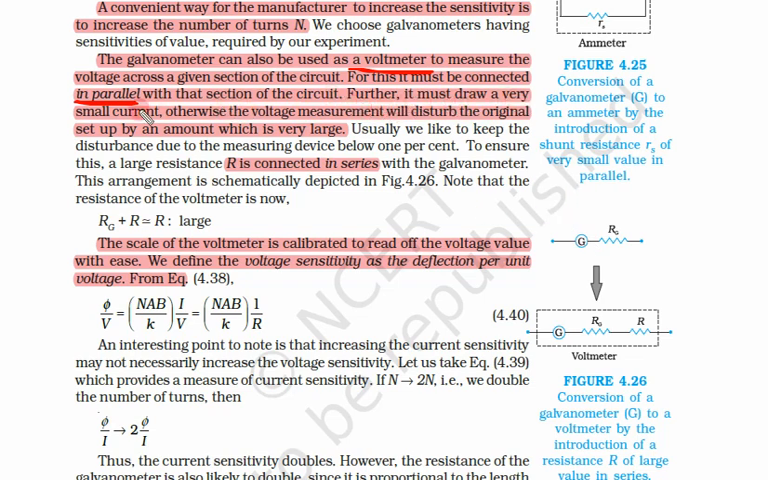Further, it must draw a very small current. So voltmeter must draw very little current, only then this voltage will be accurate. Otherwise, voltage measurement will disturb the original setup by an amount which is very large. So overall thing is that this voltmeter in parallel must not consume any current, otherwise voltage measured by it will be inaccurate.